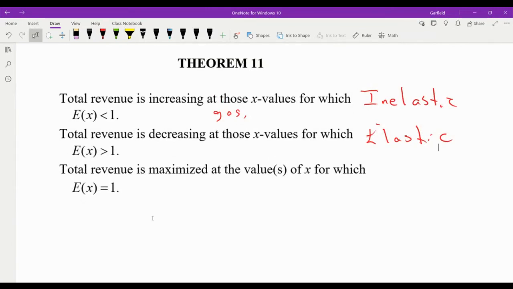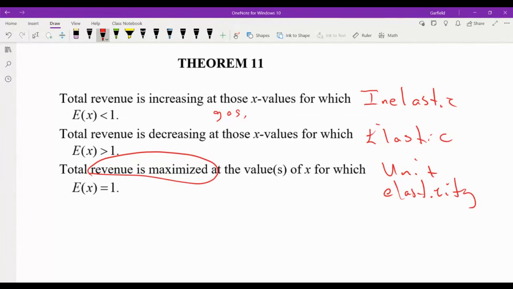All right, let's talk about unit elasticity. So really the revenue here doesn't change much whether the price goes up or not. And I can't really think of a product like that. It's more about the price where we're trying to find the maximum revenue. And we'll look more at this. So revenue is maximized when E of x is equal to 1. So keep that in mind.